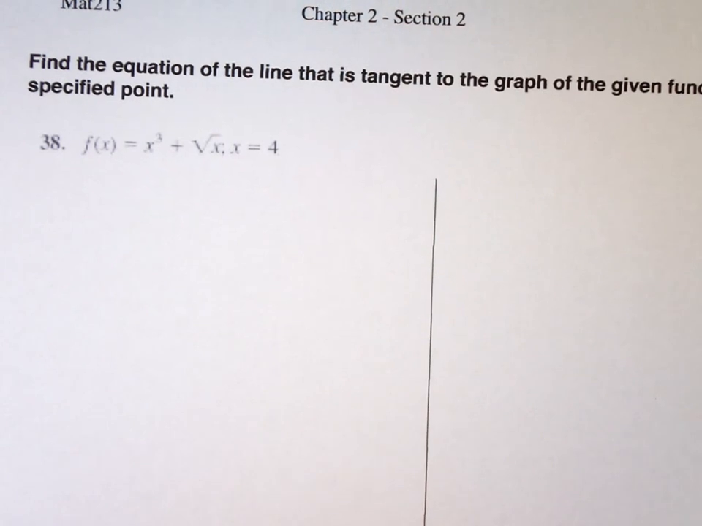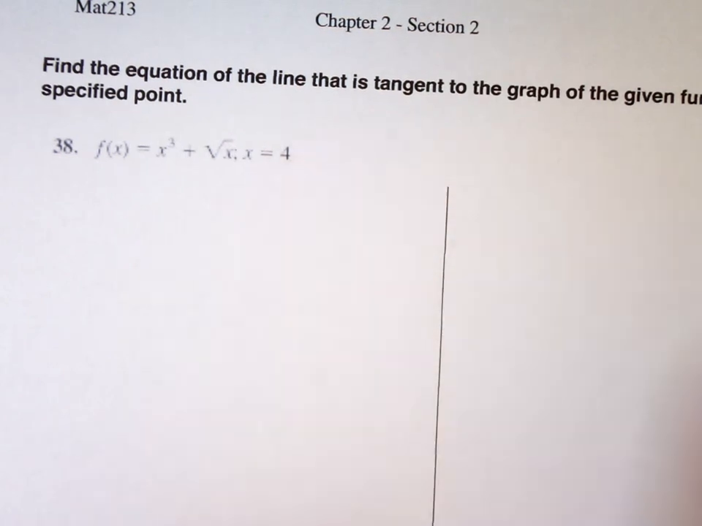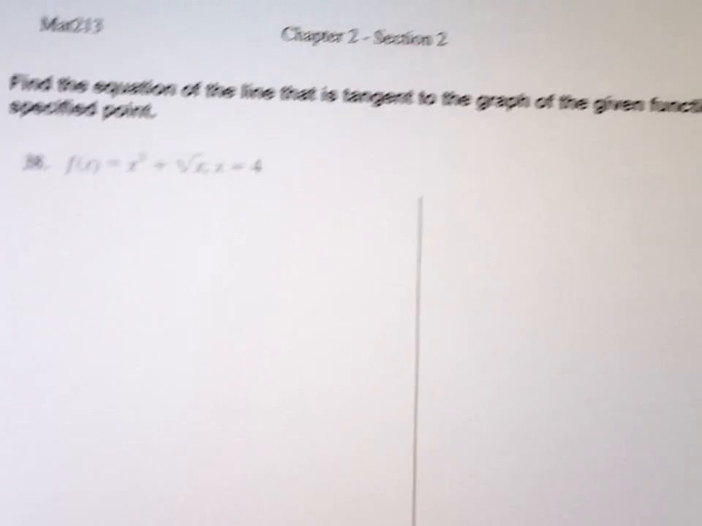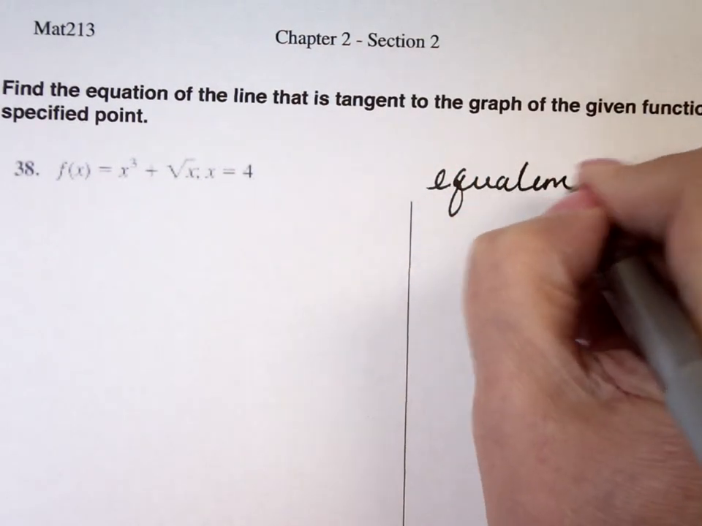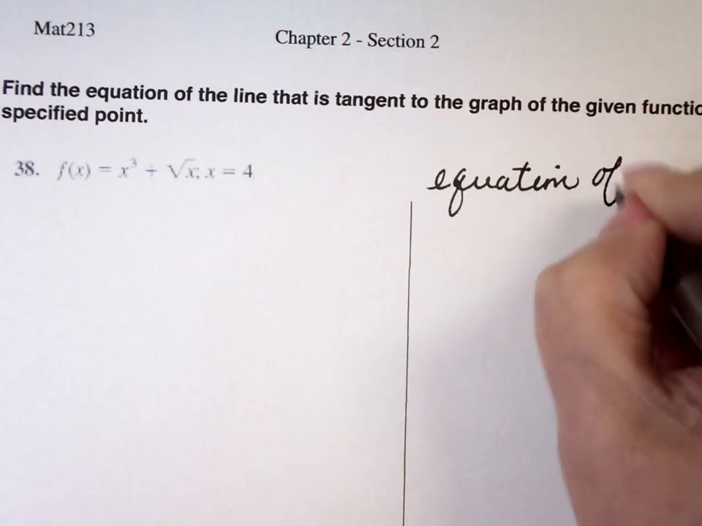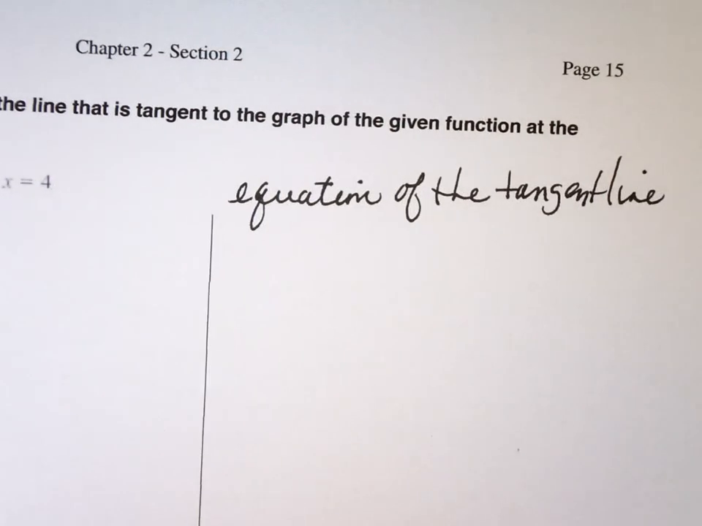Find the equation of the line that is tangent to the graph of the given function at the specified point. The point is x equals 4. And I want to find the equation of the tangent line. Now I'll find the equation of the tangent line.